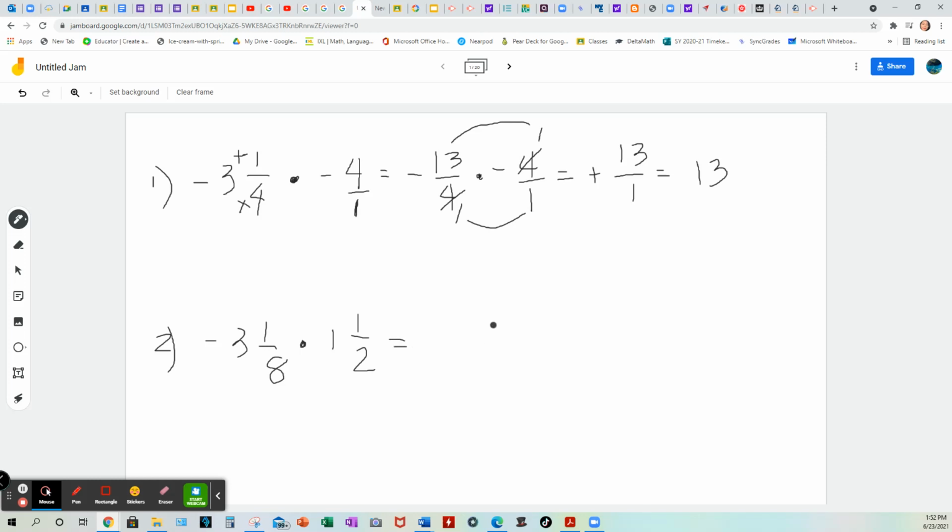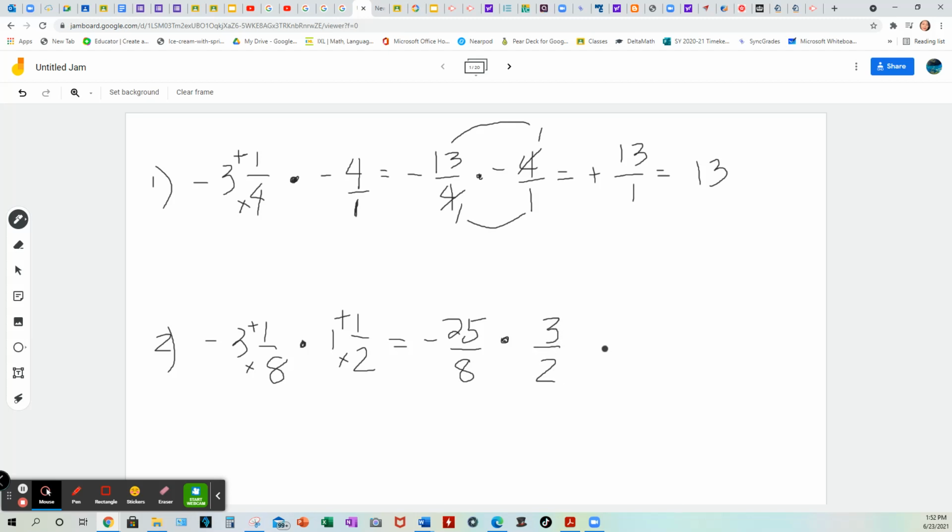Now we have two mixed numbers here, so we're going to change each of them to an improper fraction first. So 3 times 8 is 24, plus 1 is 25. So make sure you copy the sign. Don't forget to copy the sign. So negative 25 over 8 is the improper fraction for negative 3 and 1/8, times 2 times 1 is 2, plus 1. So this will be 3 over 2.